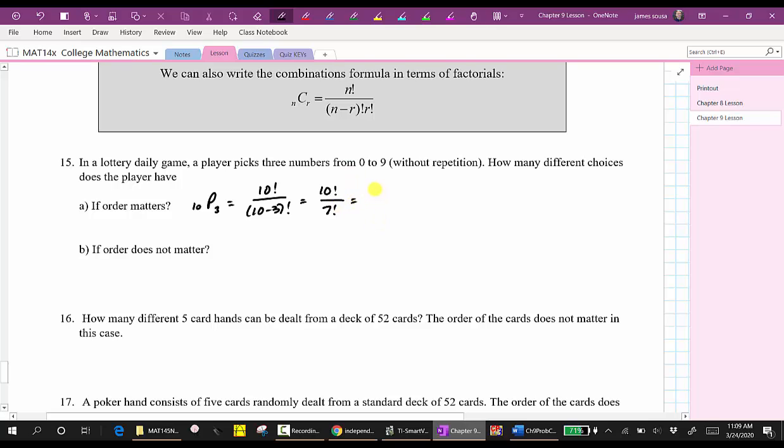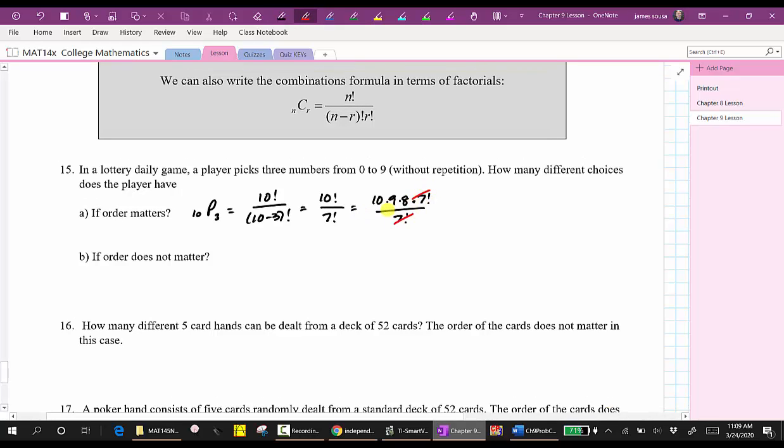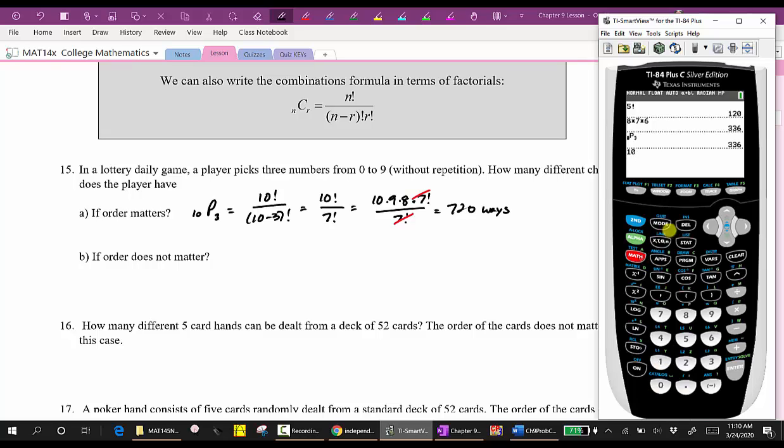By hand, we have 10 times 9 times 8. The remaining factors would be 7 factorial divided by 7 factorial. Simplifying, 10 times 9 times 8 is equal to 720. There are 720 ways to select 3 numbers from 0 to 9 if order matters. Let's check this on the TI-84. We have 10, math, right arrow to probability, option 2 for permutation, 3, enter, which verifies the results.